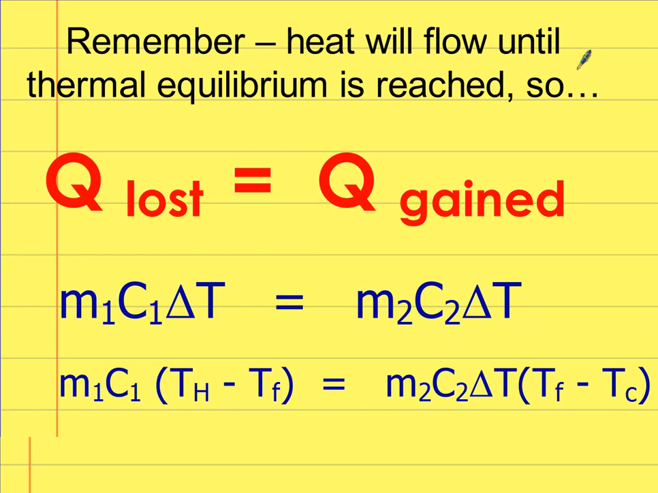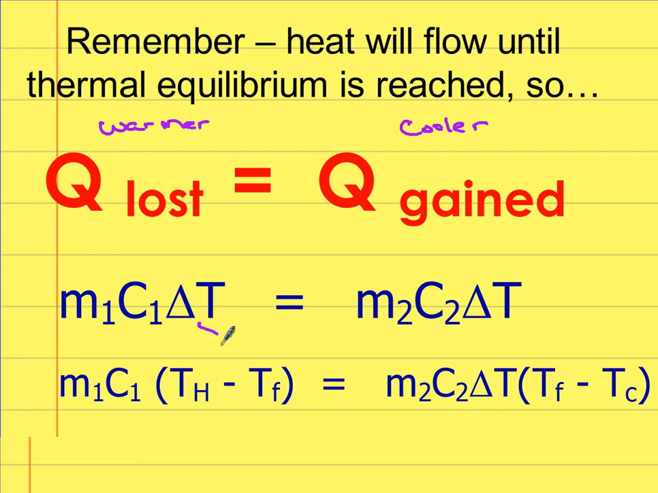Now, remember, heat's going to flow until it reaches thermal equilibrium. So heat lost has got to equal heat gained. What does this mean? The heat lost, this is going to be the warmer object. That's going to be the mass of the warmer times the specific heat of the warmer times the change in temperature of the warmer one. While the heat gained is going to be the cooler one. This is the mass of the second one times the specific heat of the second one times the change in temperature of the second one.